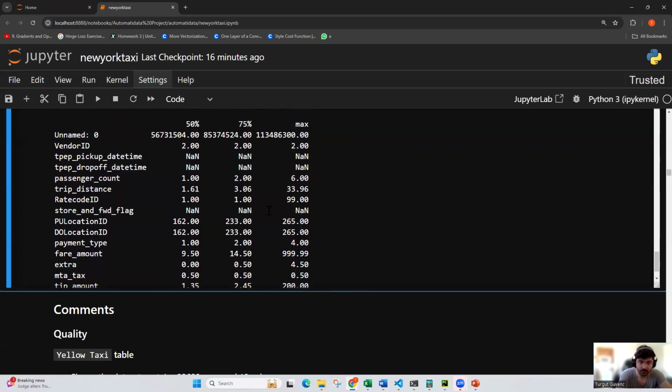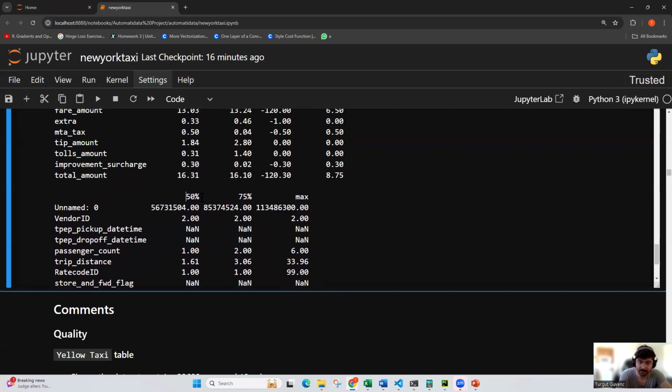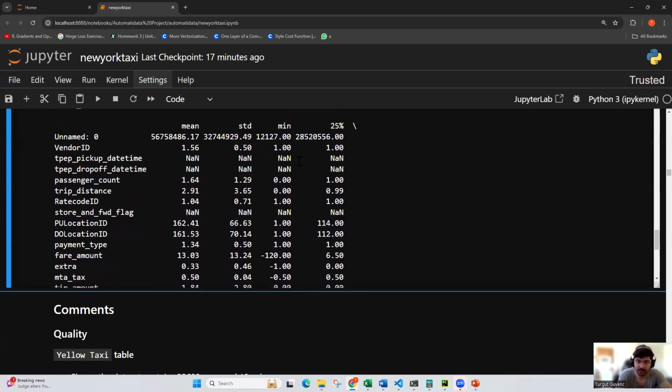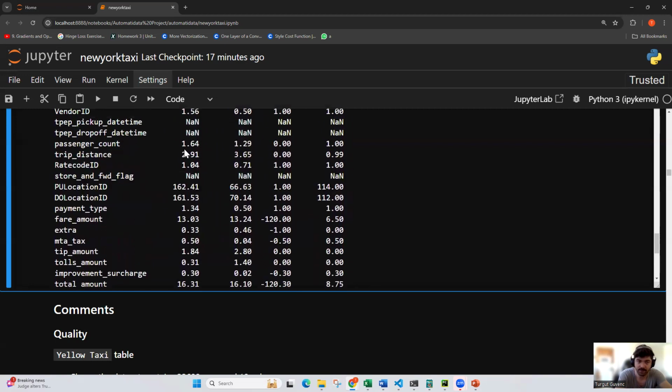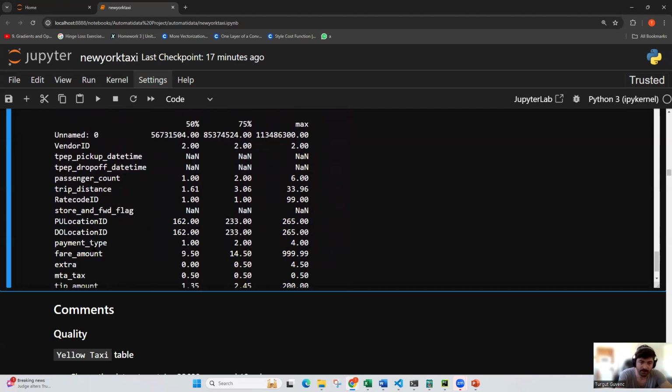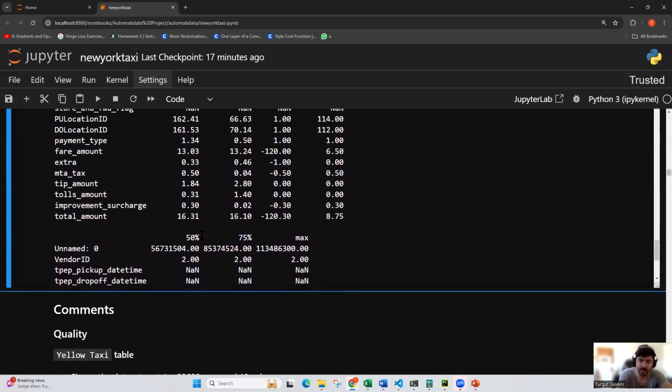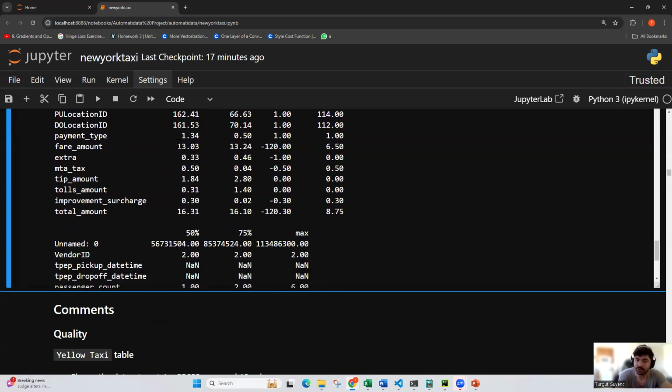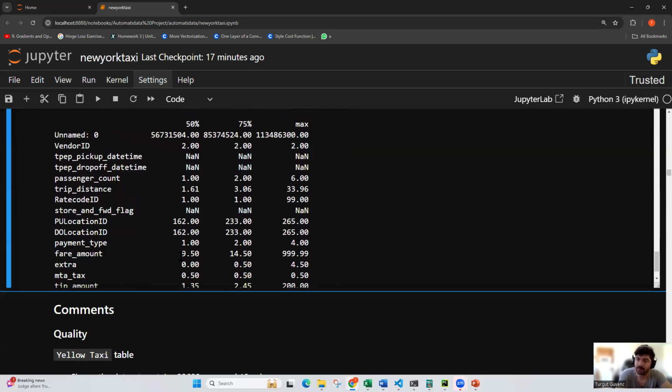And then, as I said, we can look at this 50% quantile, which is the median value, right? And we can compare this median value to the mean value. For example, let's check the fare amount, $13. Okay, so what is the median value for the fare amount? 9. That means our mean value, $13, is bigger than the median value, right? So that means our data set is right skewed. It's like this kind of shape, right? From like this.